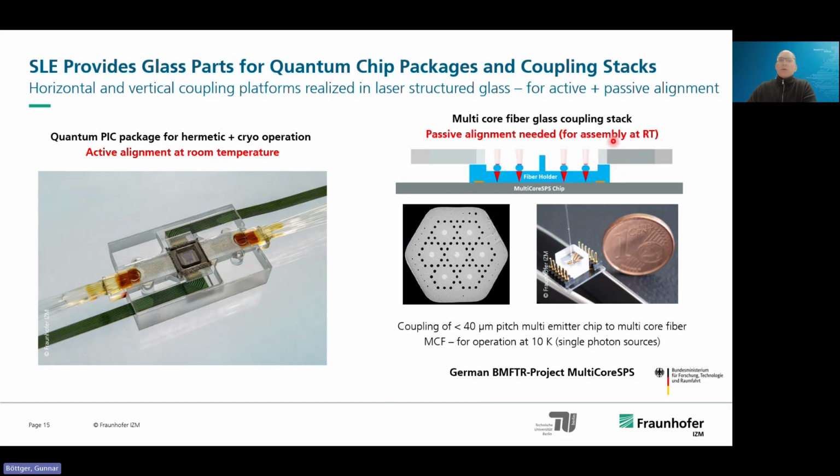There's another case that you have to have passive alignment. For example, if your light sources don't work at room temperature and you'd have to do the assembly at room temperature, then it's very advantageous to have features that can let you click together the optical system, so you can later put this into a cryo operation and have the single photon sources in this case operate. So this is a coupling of a special emitter chip with 40 micron pitch to a multi-core fiber, and you simply plug the optical fiber on top of the emitter chip as sketched here.